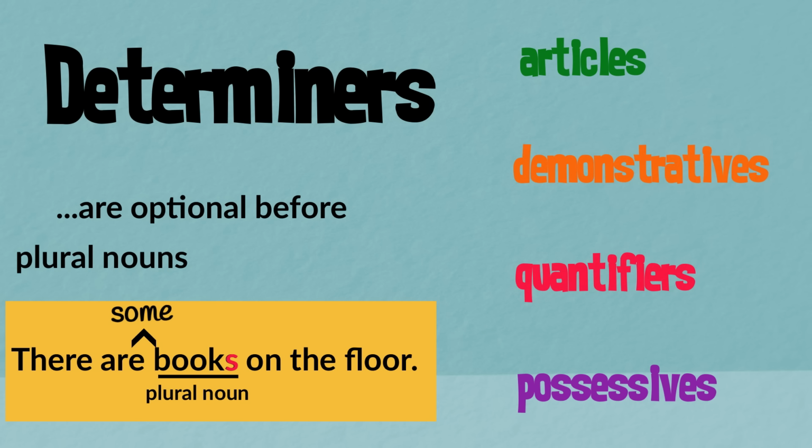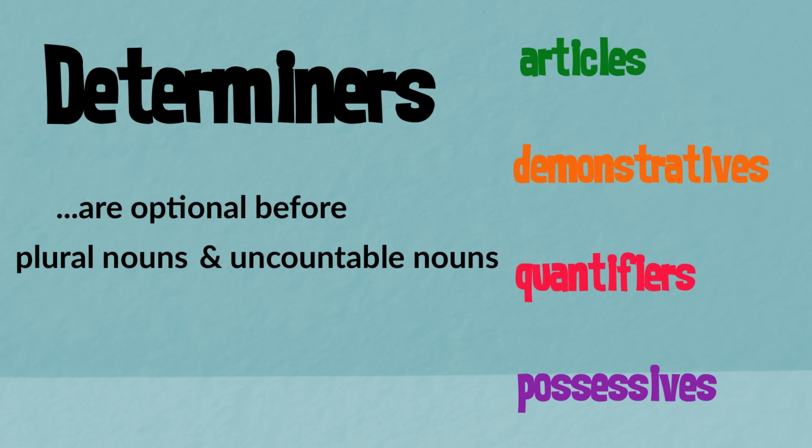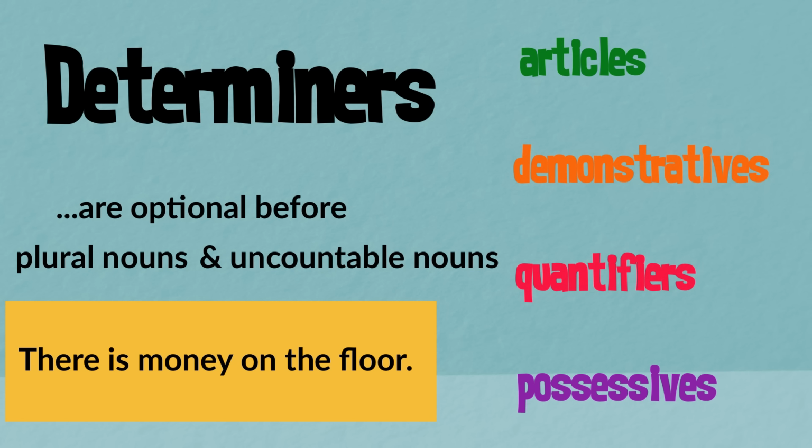A determiner is also optional before uncountable nouns. For example, "There is money on the floor." Because money is uncountable, it doesn't require a determiner.